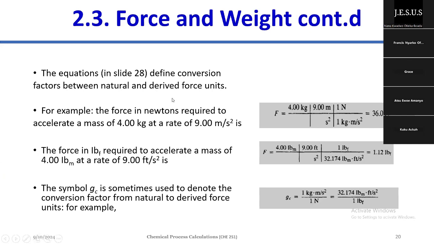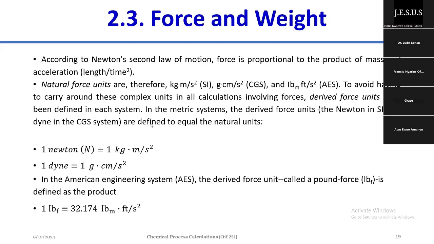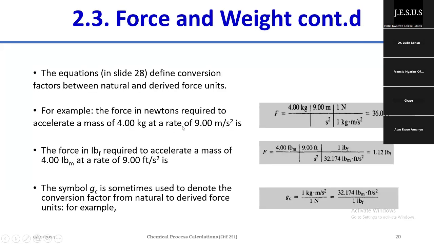We need to find the force in Newton required to accelerate a mass of 4 kilogram at a rate of 9 meter per second squared. We know the unit of force to be kilogram meter per second squared. With this one, you don't really need any conversion. You just have to multiply them. When I multiply 4 by 9, I get 36 kilogram meter per second squared. And that's equivalent to 1 Newton.